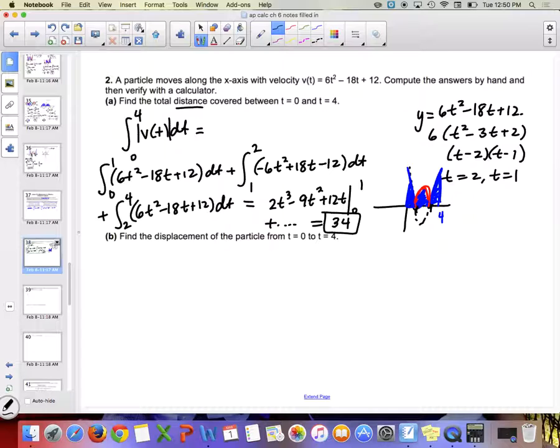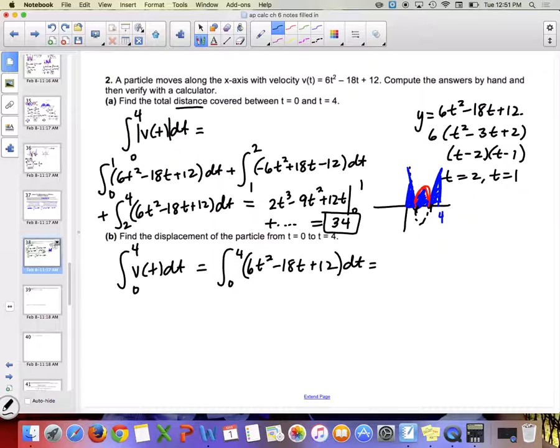All right, so when it says find the displacement, those ones are the easier ones. Okay, displacement, you never have to worry about where it was positive and negative and so on. Displacement, you're just finding the integral of v of t dt. Okay, which is much easier to do by hand than distance. So we're going to do 0 to 4, and then we're going to have 6t squared minus 18t plus 12 that we're integrating. So we get 2t cubed minus 9t squared plus 12t going from 0 to 4. Okay? And you can find this.